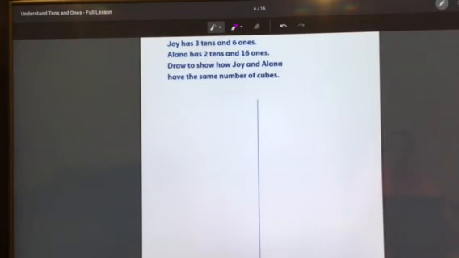Okay, so this is similar to the other problem that we did. So we're going to separate our page over here into our 2 students, just like they have done down here. So Joy has 3 10s and 6 1s. Alana has 2 10s and 16 1s. Draw to show how Joy and Alana have the same number of cubes. So I'm going to write Joy up here so I know that that's where I'm showing Joy's work. And I'm going to write Alana over here so I know that that's where I'm doing Alana's work.